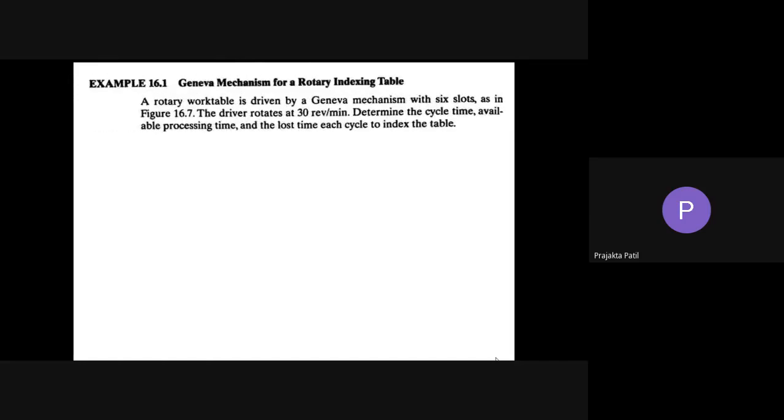Okay, so I hope you all have already written down the equations that are required to solve problems on Geneva wheel. This is one solved problem from the textbook, that is example 16.1. The problem statement is here: a rotary work table is driven by a Geneva mechanism with 6 slots as shown in the figure 16.7. The figure is already shown to you.